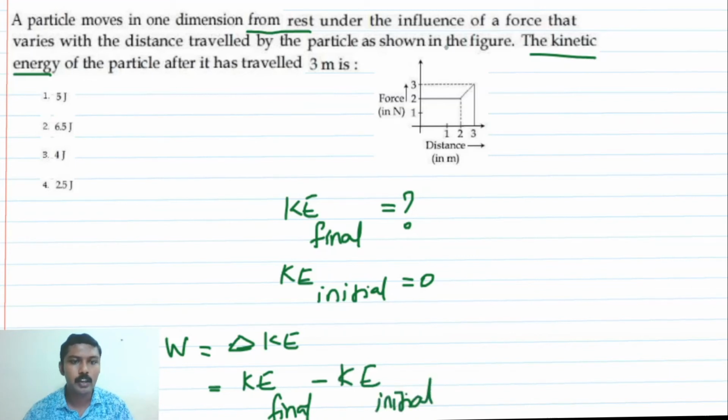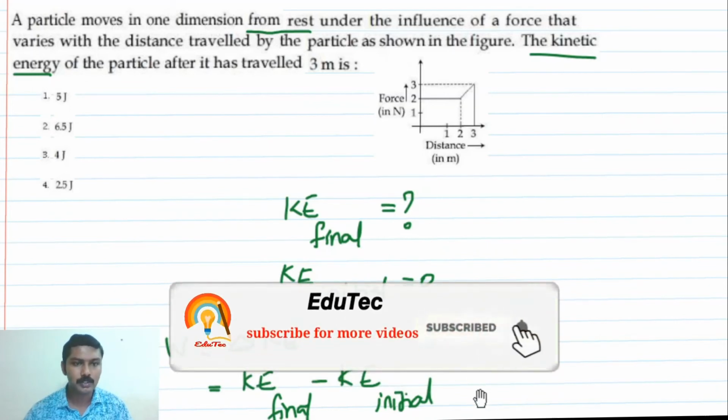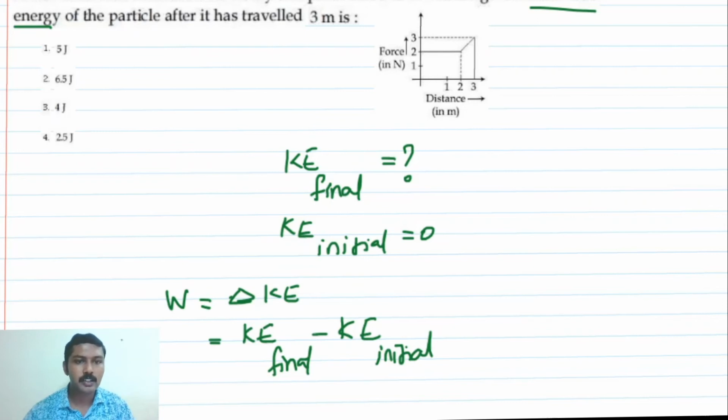Now, the first thing that has to come into your mind is this very interesting and very simple question. We can say that the initial kinetic energy is equal to 0. We have to find out the work done, so that you will get the final kinetic energy is equal to the work done.